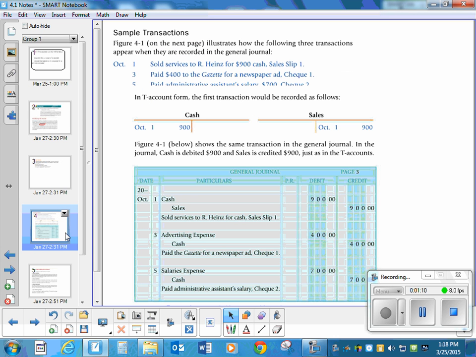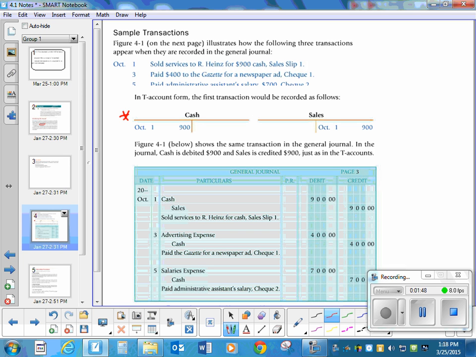Up in the top, I have 3 transactions. For the first transaction, I have put what the T accounts would look like, and then I'm going to show you how to use the journal. Sold services to R. Heinz for $900 cash, sales slip number 1. The sales slip is your source document. What is the proof that this transaction happened? In this case, it's the first sales slip. So you know that your cash is being affected and your sales are being affected. I have put the 2 T accounts. Your cash is being debited and your sales are being credited.